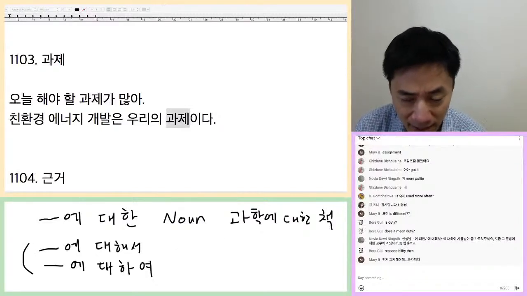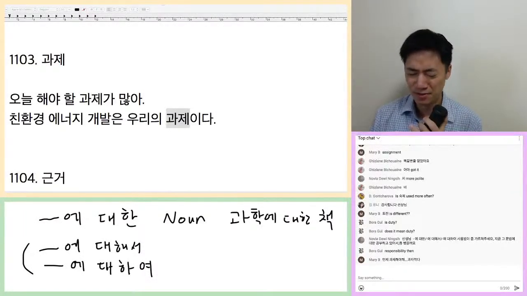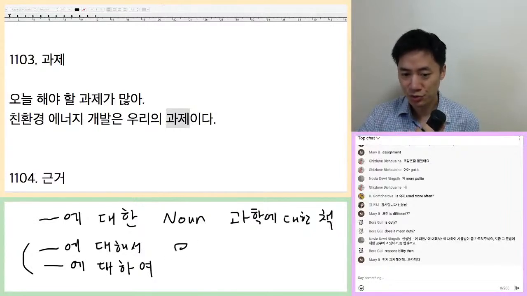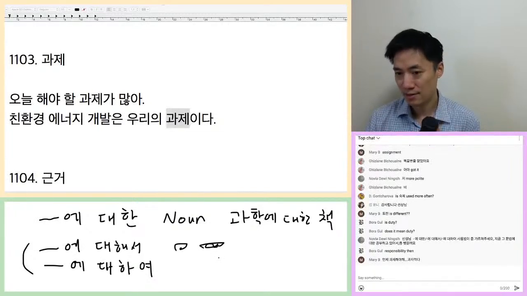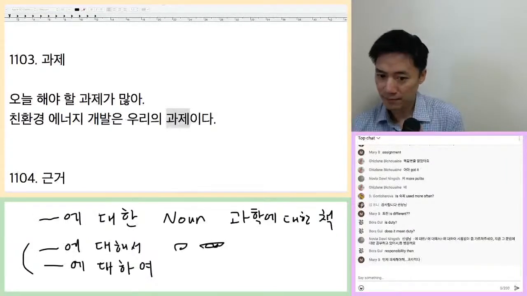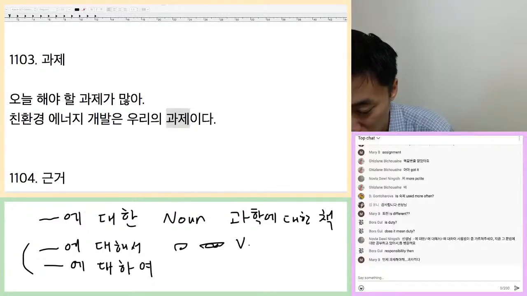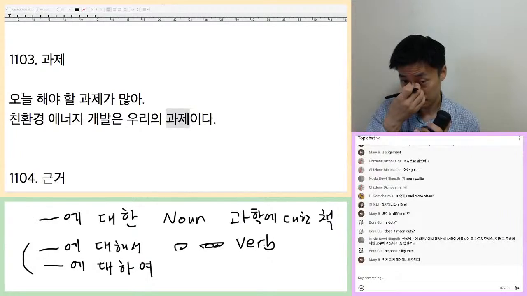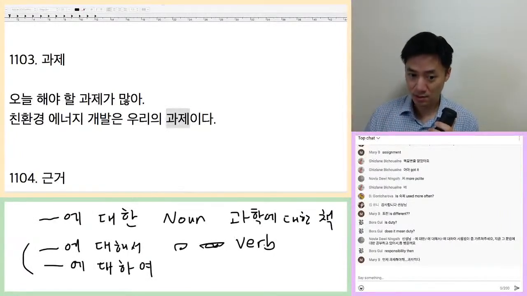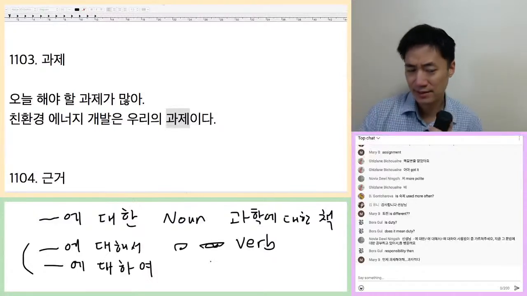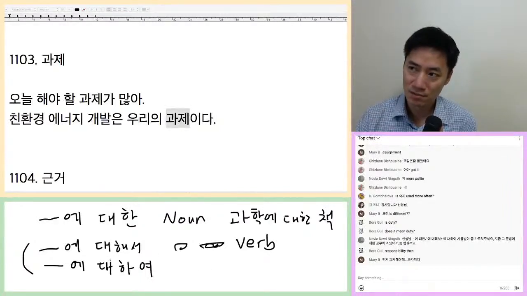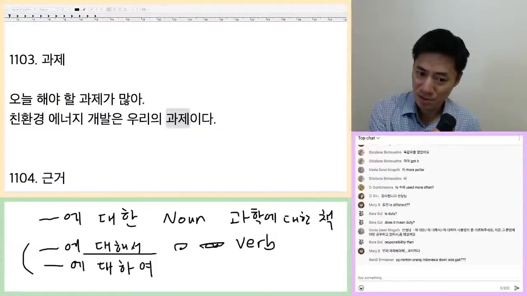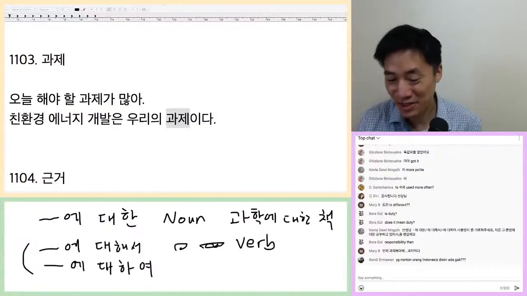And 뭐뭐에 대해서 and 뭐뭐에 대하여, for now it seems about the same. After 대해서, a verb should usually be there. 뭐뭐에 대해서 뭐뭐 했어. For example, 단어에 대해서 공부했어, I studied about words, vocabulary. 단어에 대하여 공부했어, you can use this one too, but I'm not sure. The first seems to be more often used, I guess. But for now, that's what I can say to you.